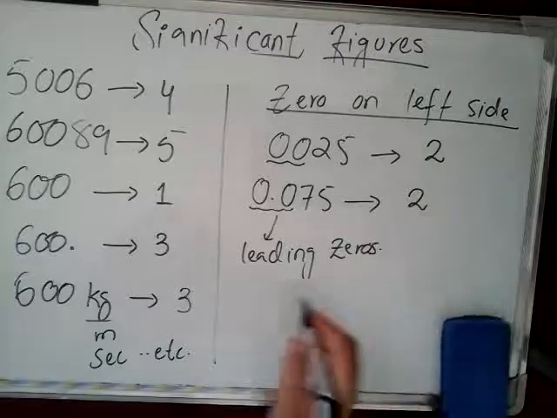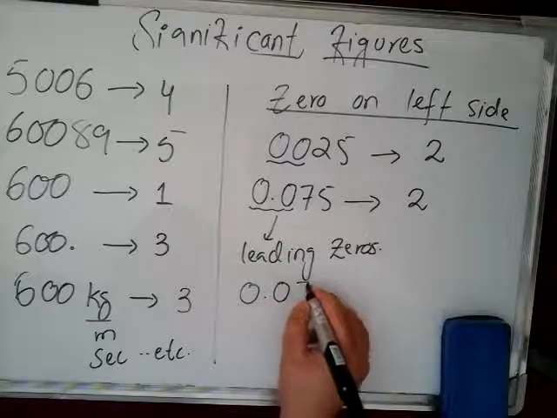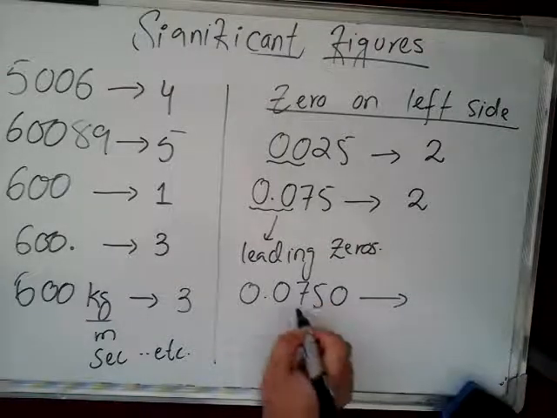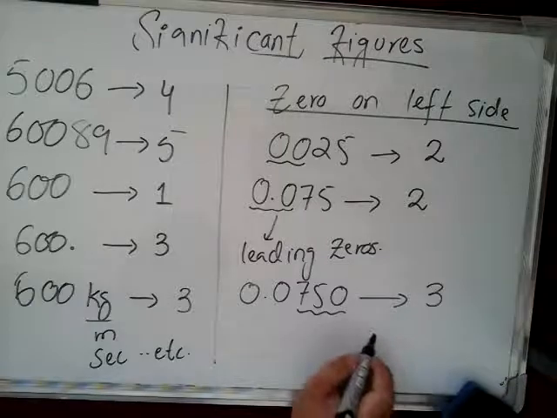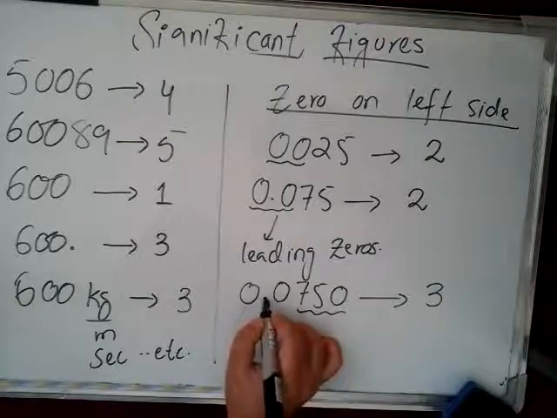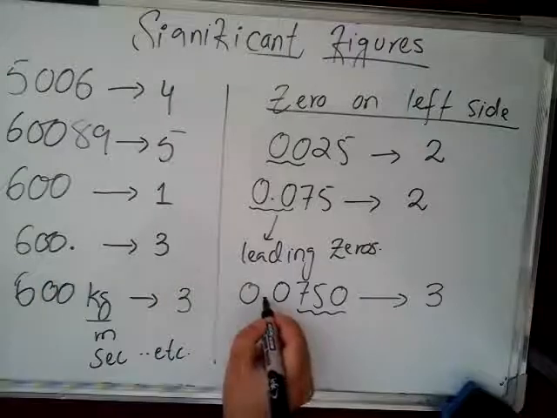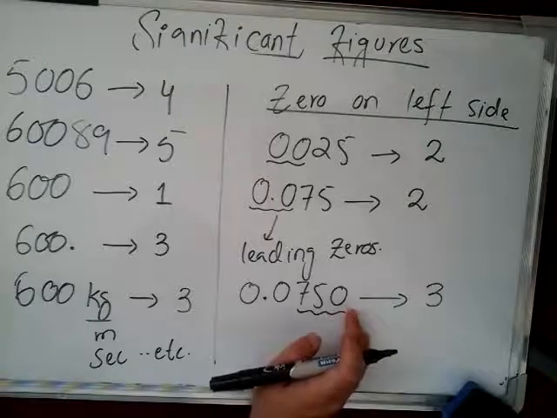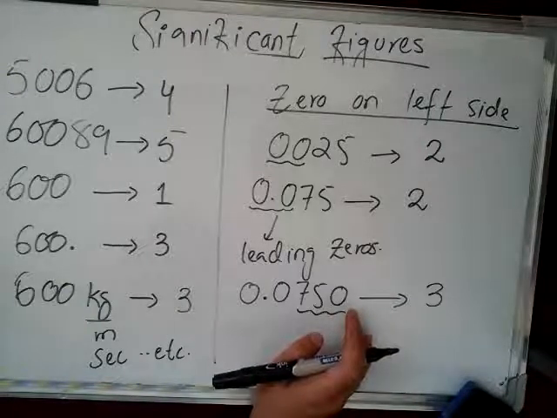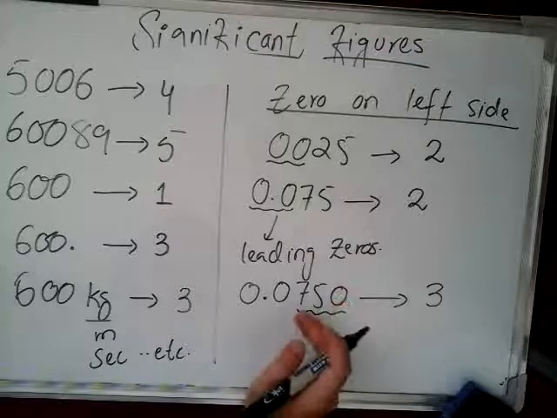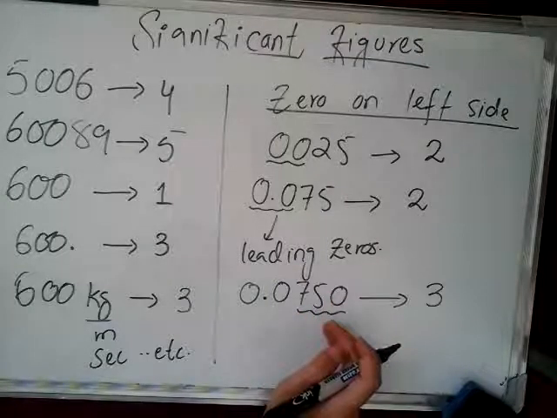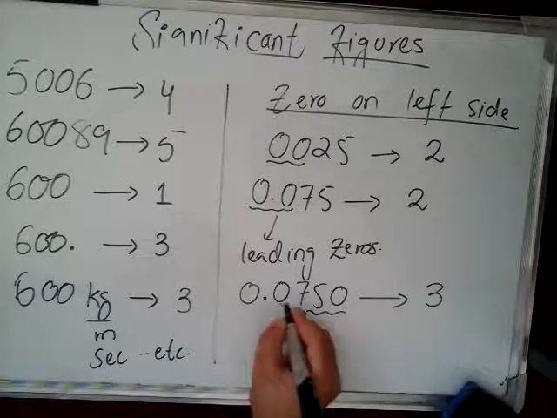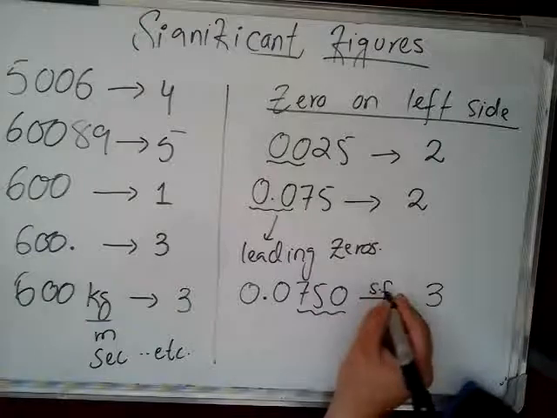But for example, if I write 0.0750, here the significant figures would be 3, because the point is present. If the point is present, it means that zeros on the right side after the number will also be considered. Those zeros will have value. So 0.00750, here the significant figures are 3.